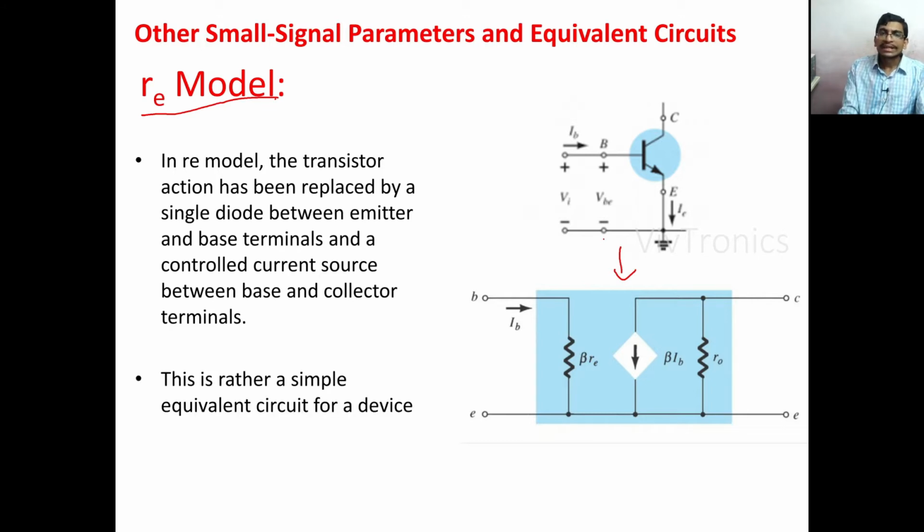The RE model is a simple equivalent circuit of the BJT. It looks somewhat similar to the hybrid pi equivalent model. At the input side, we have beta times RE. That is the only difference. Instead of the r pi resistance, we have beta times RE, because of the resistance reflection rule. And at the output side, we have beta times IB, which is the forward current gain times the input current IB, and one output resistance of the BJT, R0. So the remaining circuit is similar.